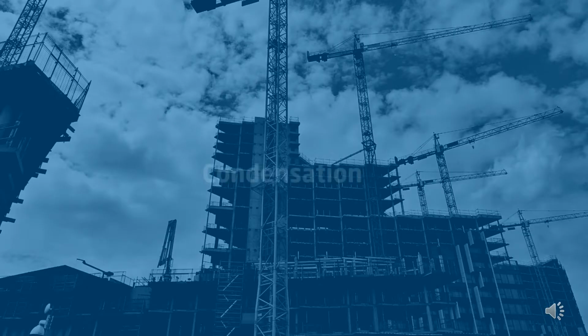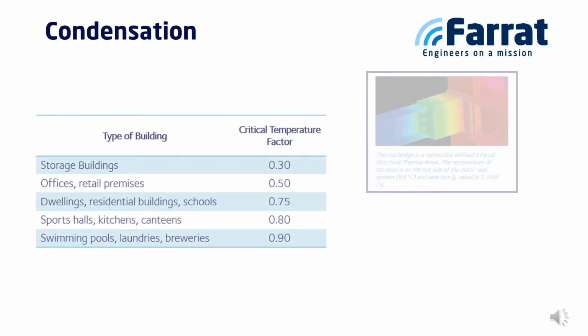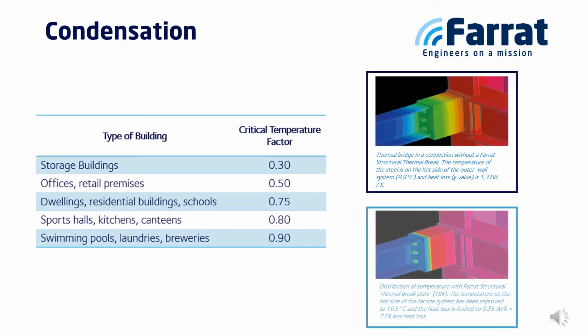Once the thermal transmittance through a detail is established, this can then be used to evaluate likely performance in relation to a critical temperature factor. These factors relate to a range of building types and the propensity for moisture to be present in the internal spaces. The higher the likelihood of there being moist air present, the higher the likelihood of moisture condensing out and causing problems.